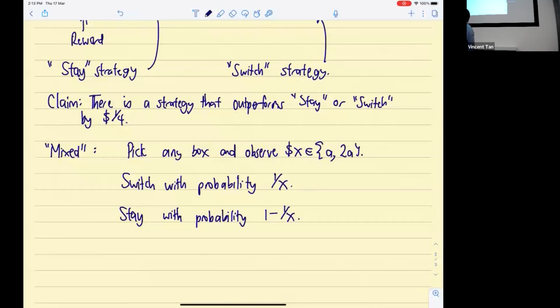Yeah, if the amount of money you saw originally is very large, say $100, then you stay with probability 1 minus 1 over 100, which is 99%. So basically you observe the amount of money, then you flip a biased coin, and the bias on that coin depends on how much money you observe initially.